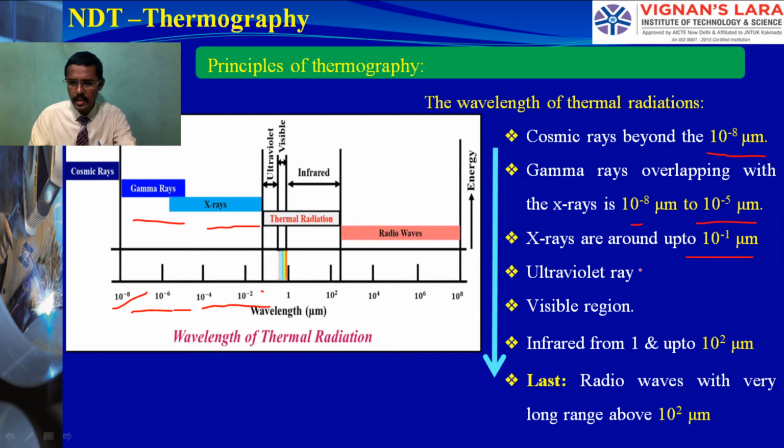And then later we have ultrasonic rays, visible rays and infrared, from 1 to 10 to the power of 2 here. And lastly we have the radio waves with a long range, 10 to the power of 2 and above. So that's how we understand where we are going to work now. Our working zone is infrared, from 1 to 10 to the power of 2 micrometers of wavelength.